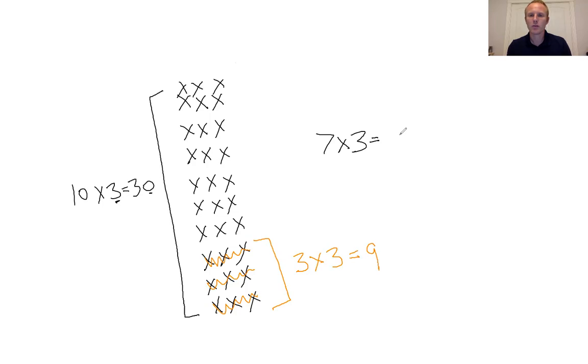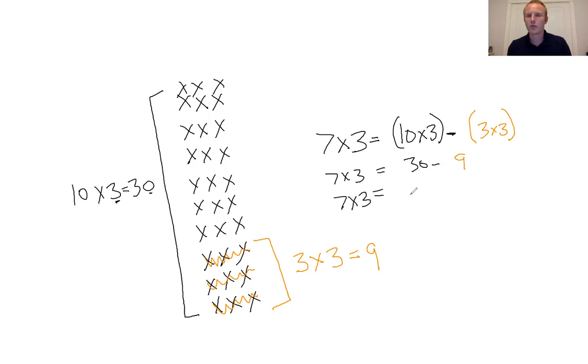So 7 times 3 equals, in parentheses, 10 times 3 minus, because again, we're not adding these things to the array, we're taking them away, minus 3 times 3. And again, that goes in parentheses because that's all grouped together. Okay. 7 times 3 equals 30, because 10 times 3 is 30, minus 9. And finally, 7 times 3 equals 21, because 30 minus 9 is 21.